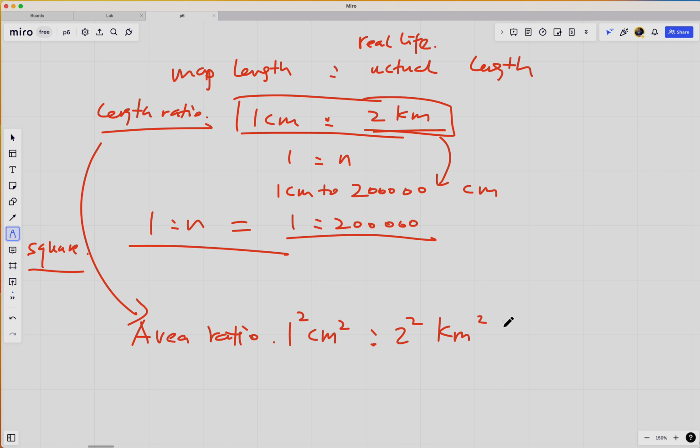I square everything, right? Can you see? But I put it here. Once you square everything already, you tidy it up a little bit. 1 square is 1, cm square is cm square, 2 square is 4, kilometer square.